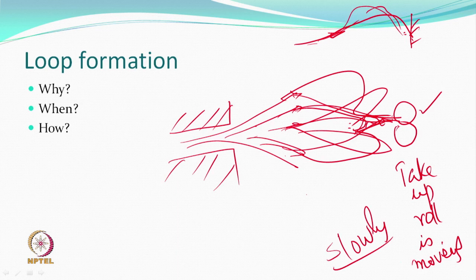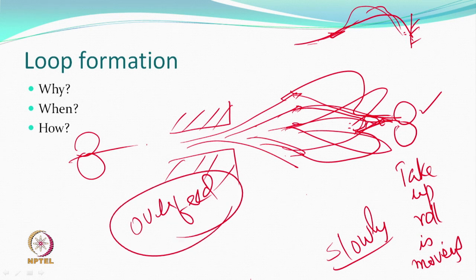Slowly means what? It can't be slower than the feed roll. Is it fast, or is it slow? It is slow because you are giving overfeed. So you are giving overfeed, and this is anyway moving slow. But the filaments may be moving faster because of the overfeed, and therefore one end is moving slowly, the other end is moving fast, and you make a loop, and then something like this happens.